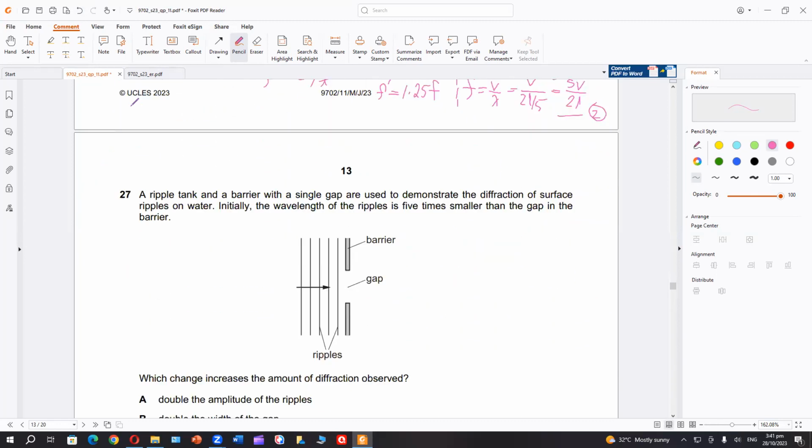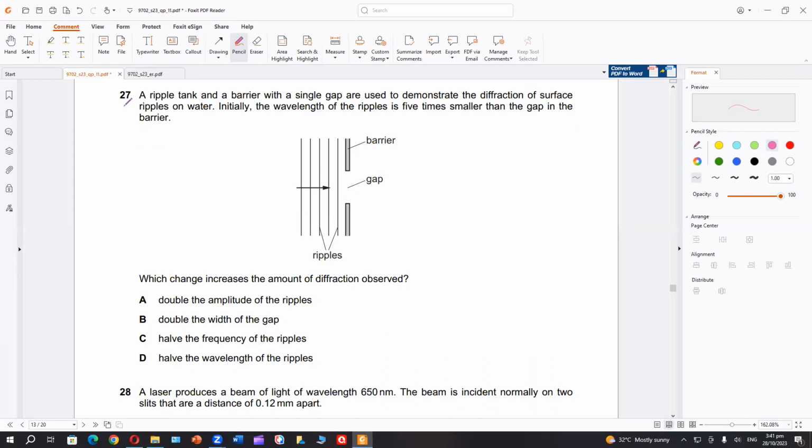So you can see that this was a bit challenging question. You should remember that people always look for other solutions, but even the examiner reports are very helpful. A ripple tank and a barrier with a single gap are used to demonstrate the diffraction of surface ripples on water. Initially, the wavelength of the ripples is 5 times smaller than the gap in the barrier. So it means the gap is bigger than the wavelength.